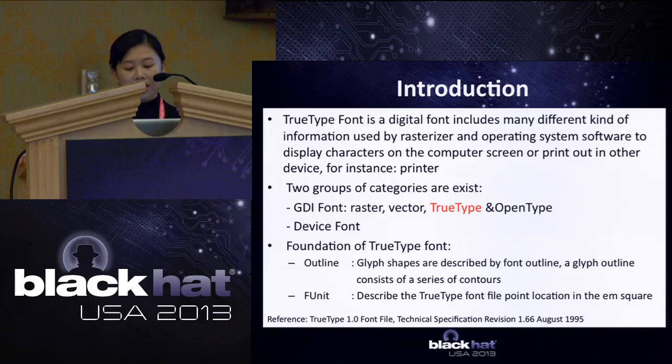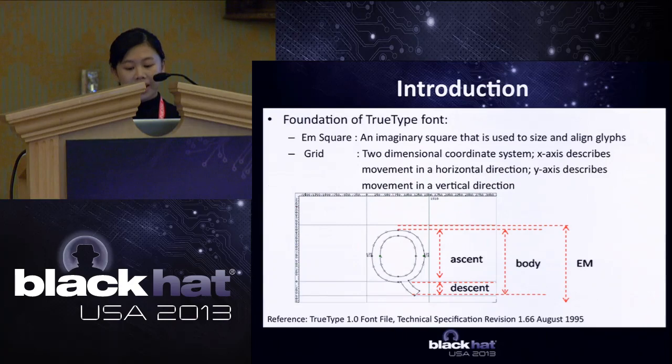For instance, a glyph outline consists of a series of contours. The font unit, or F unit, describes the TrueType font's points' locations in the M square. The outlines of the characters or glyphs in TrueType fonts are made of straight line segments and quadratic Bezier curves.